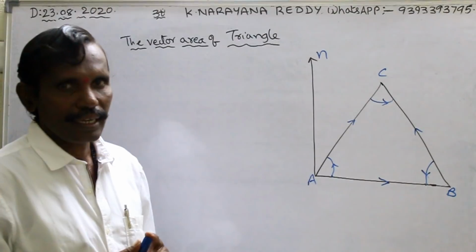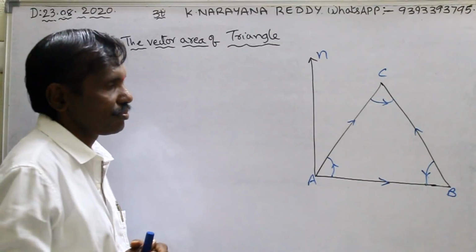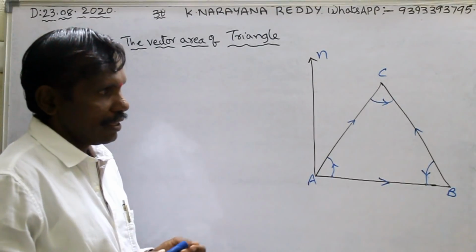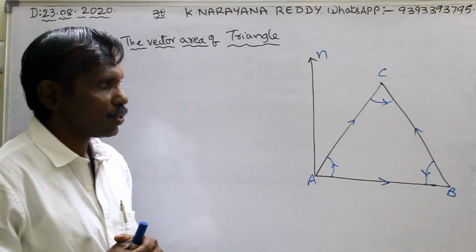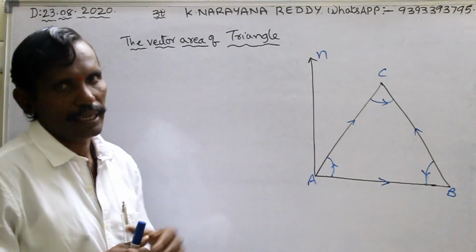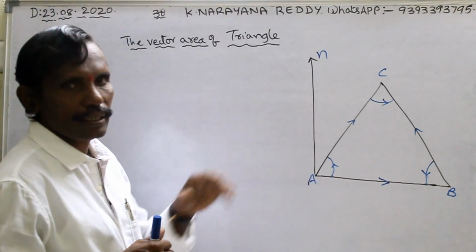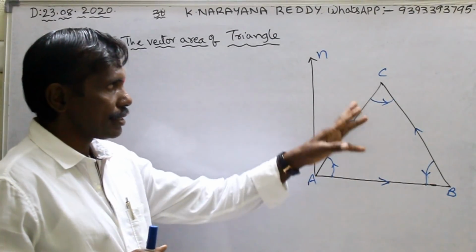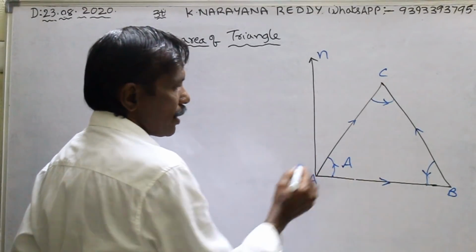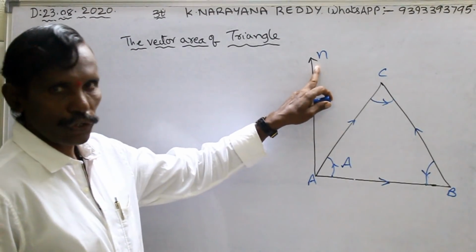Okay. See here, vector area of a triangle. Actually, the area of a triangle is nothing but half into base into height. Okay. Here some difference is there. What is the difference? Please see here, this is a triangle ABC, and here the angle is A. Okay, BC. Now n is a unit vector.